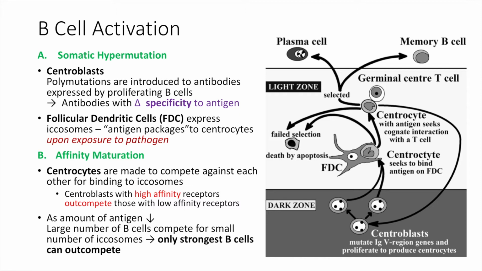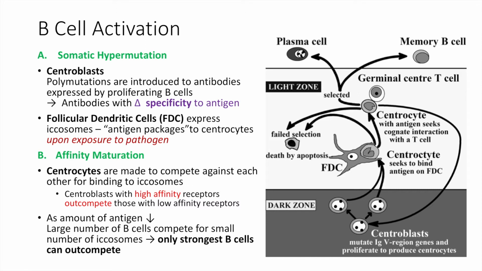The centroblasts will move from the dark zone into the light zone, where they will be renamed as centrocytes, and it is over here where the centrocytes compete against each other for binding to antigens that are presented on the follicular dendritic cells. These antigens presented on the follicular dendritic cells are also known as iccosomes.